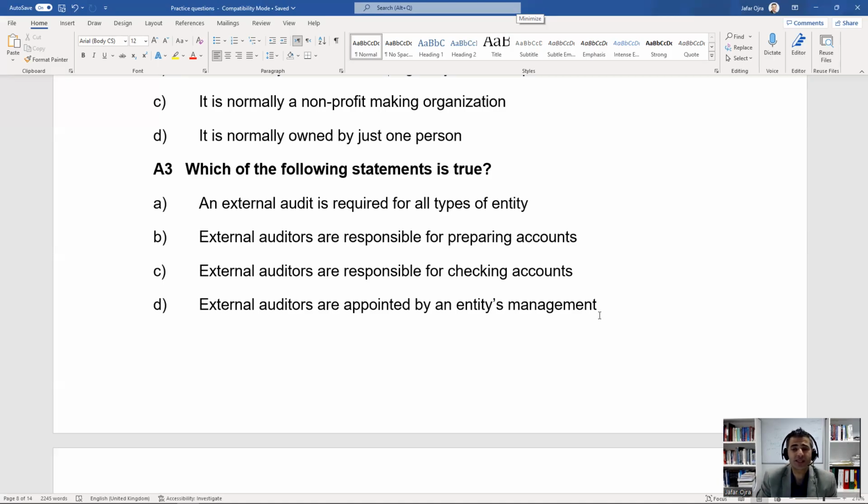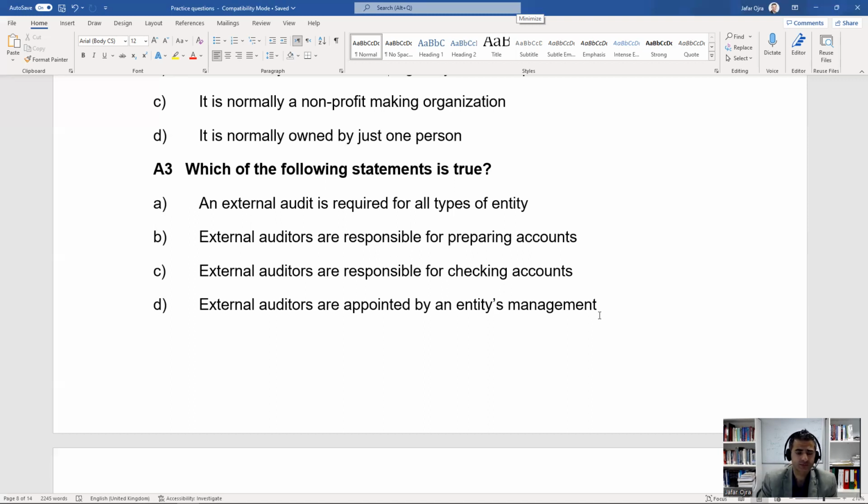Which of the following statements is true? First, an external audit is required for all types of entity. That's not correct. It isn't required for a limited company, or for a sole trader or partnership. It is only required for a PLC, meaning public limited company. So the first one is wrong.